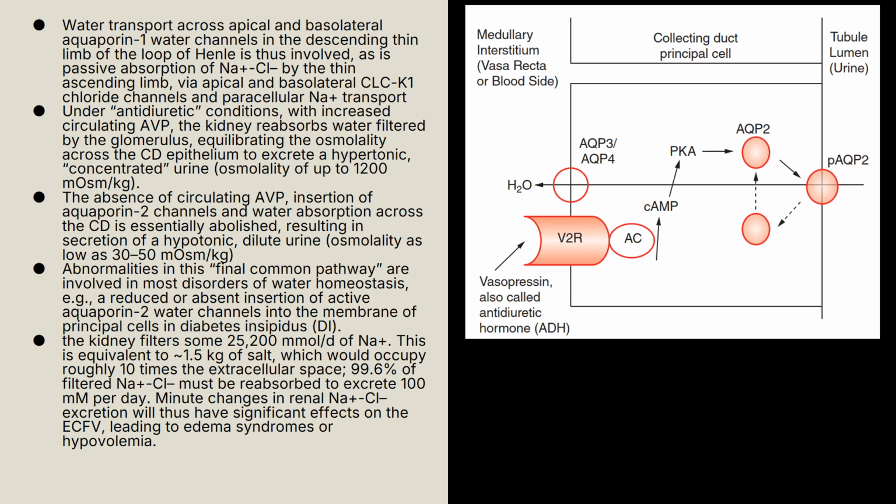In the absence of circulating AVP, insertion of aquaporin 2 channels and water absorption across the collecting duct are essentially abolished, resulting in the excretion of hypotonic dilute urine. The osmolality is as low as 30 to 50 milliosmoles per kg. Now, abnormalities in this final common pathway are involved in most disorders of water homeostasis, such as reduced or absent insertion of active aquaporin 2 channels into the membrane of the principal cells in the cases of diabetes insipidus.